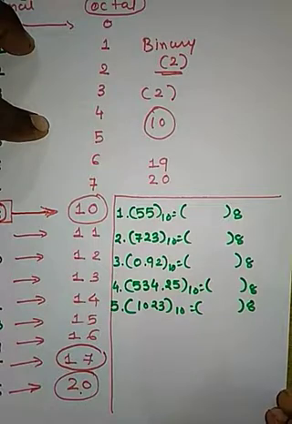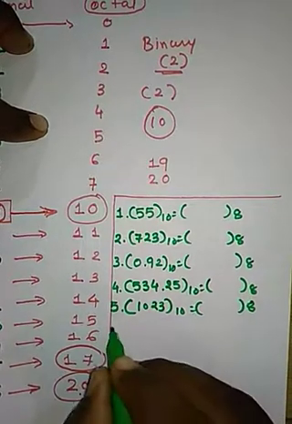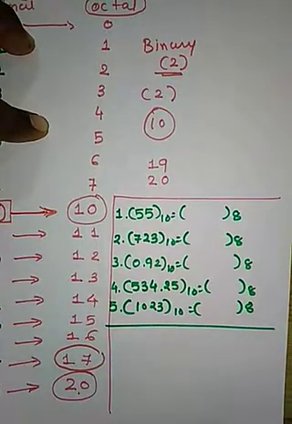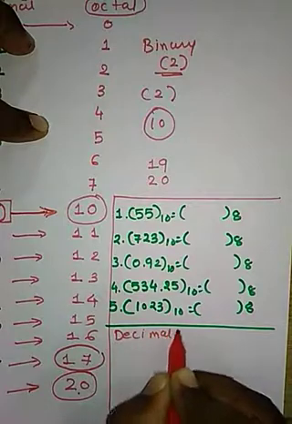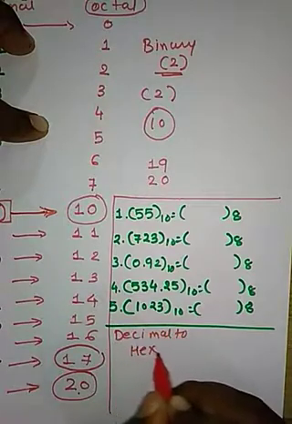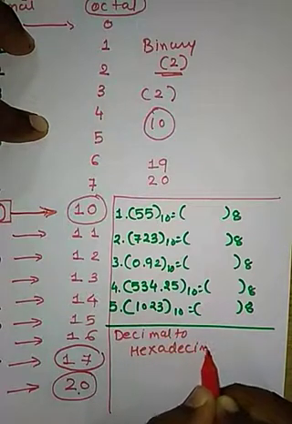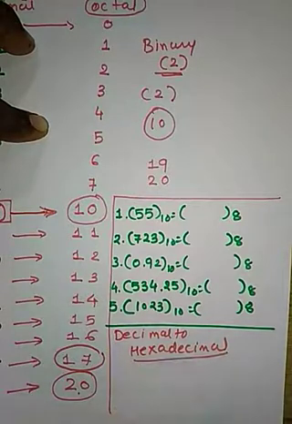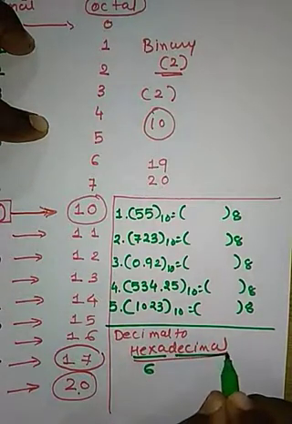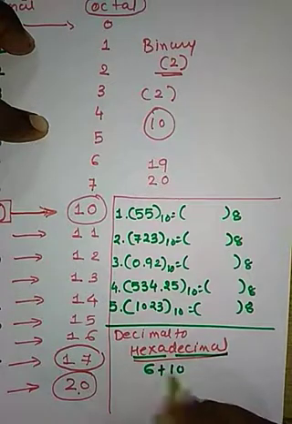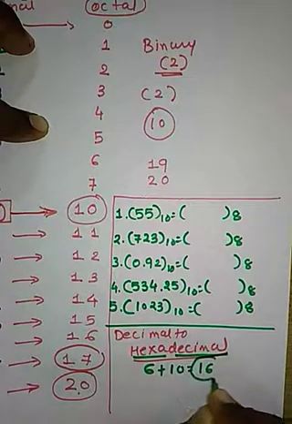In this way, we discussed decimal to octal. In the next lecture, we are going to discuss decimal to hexadecimal. Before starting, what is a hexadecimal number? The meaning of hexa is 6. Decimal, as you know, is 10. So in total it contains 16 digits.